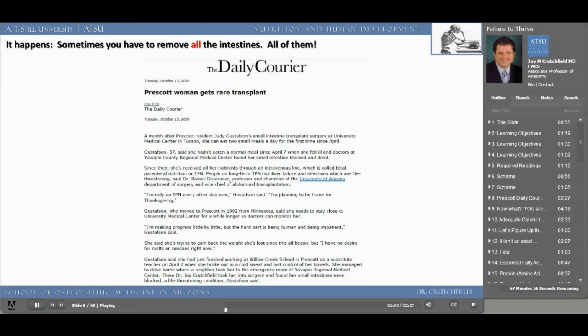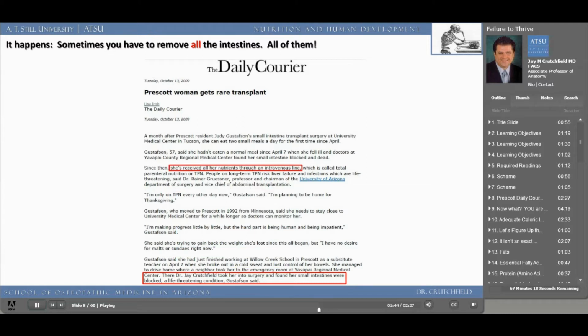Here's an example of why we are the best at nutrition. Back in October of 2009, a couple of years ago, I was called to evaluate a patient in the emergency room who was working that day as a substitute teacher at one of the local junior high schools. Judy Gustafson presented to the hospital and had a small bowel volvulus. I don't know why this happened. She'd never had surgery before, but her intestines had completely infarcted and I had to remove all of her small intestine. What's she going to eat? How is she going to get her nutrition?